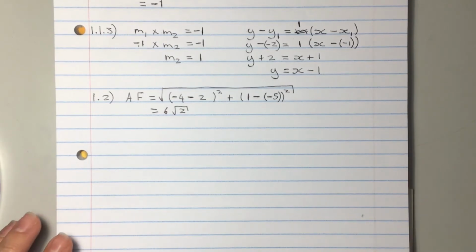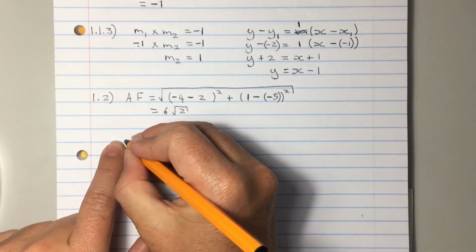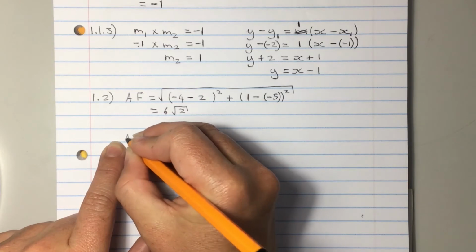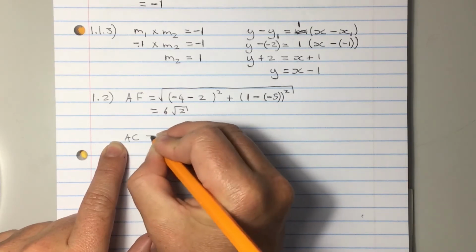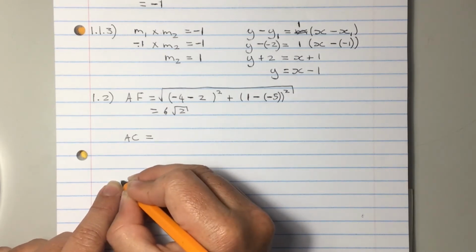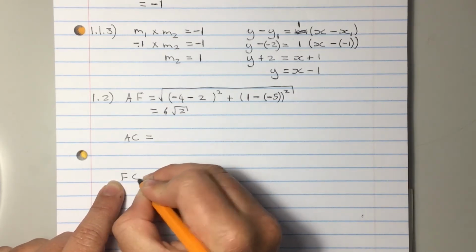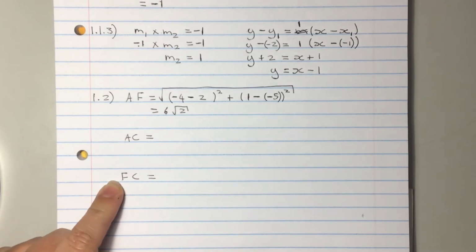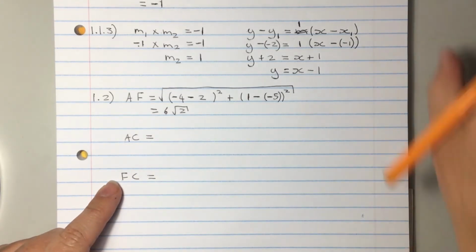Right, I'm not going to explain to you how to substitute in to work out the length of AC. You can do that on your own, and how to work out the length of FC. I will fast forward so that you can see the final substitution.